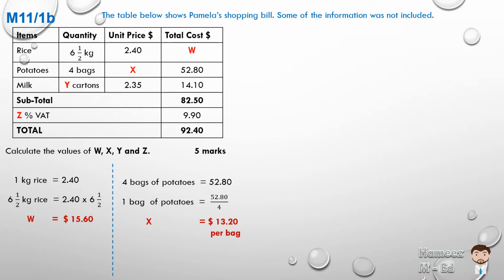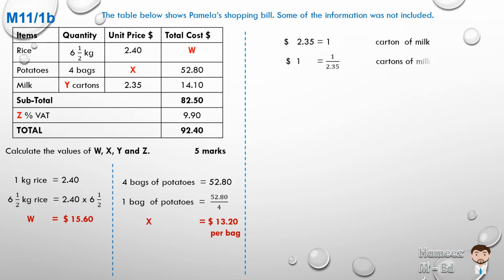Let's look at milk. And what do we know? We know the unit price is $2.35. So we can say $2.35 is equal to 1 carton of milk. And if we find for $1, then $1 will be 1 over 235. And we know we spent a total cost of $14.10. So for $14.10, that will be 1 over 235 times $14.10. So a simple ratio, and using our calculators, Y is equal to 6 cartons of milk.